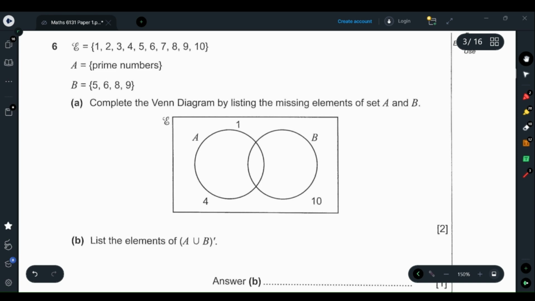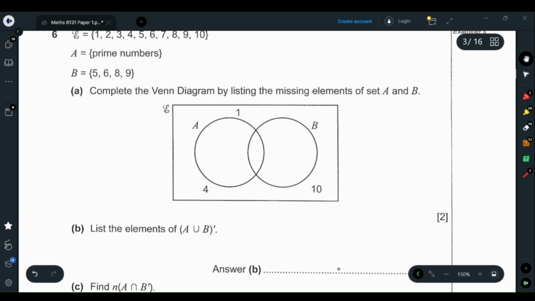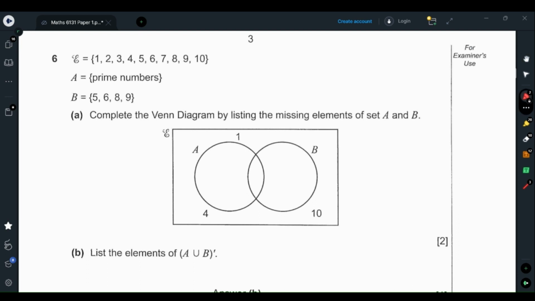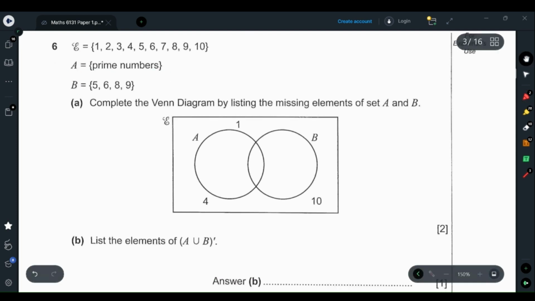Question 6. So we have here a universe named E, and it contains a set of numbers. And we also have two sets. One set is named A, which consists of only prime numbers. Another set is called B, which consists of 5, 6, 8, and 9.